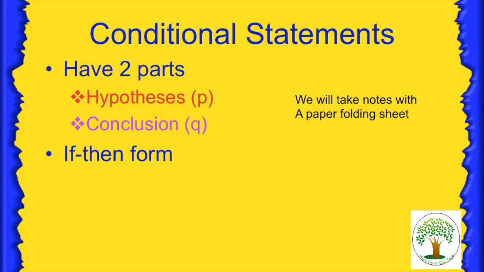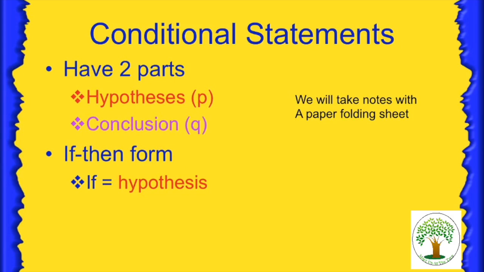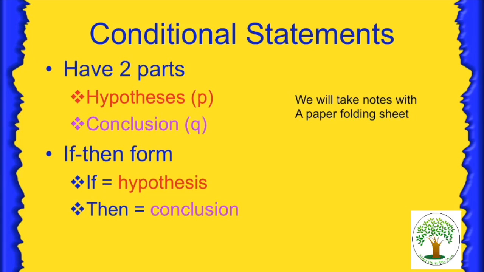A conditional statement is in the form of if-then. If comes first, then comes second. The if portion of the statement is the hypothesis. There will be a comma, then the then section will be the conclusion.